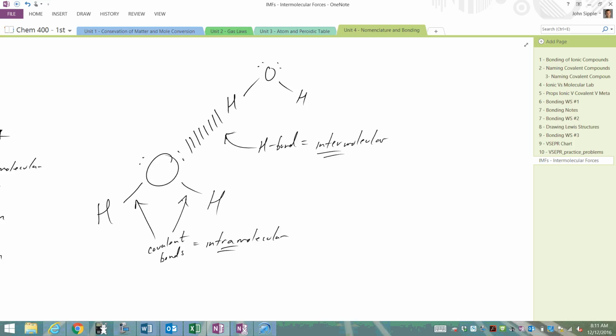So intra is inside the molecule. Inter is between two separate molecules. That's an important distinction. And this is the whole reason why we've been trying to identify whether or not things are polar or nonpolar, because that ultimately determines the type of intermolecular forces that can occur between substances. So ionic bonding, metallic bonding, covalent bonding are all internal, intramolecular.